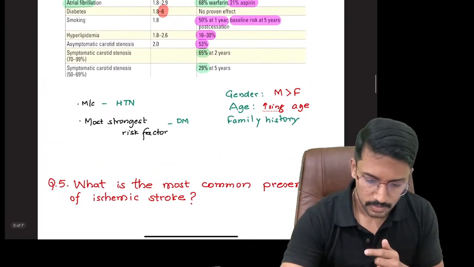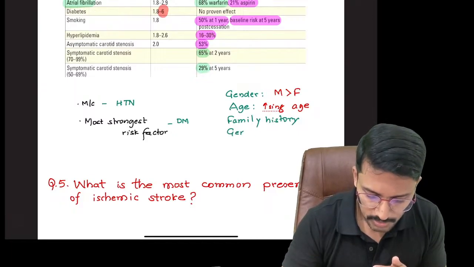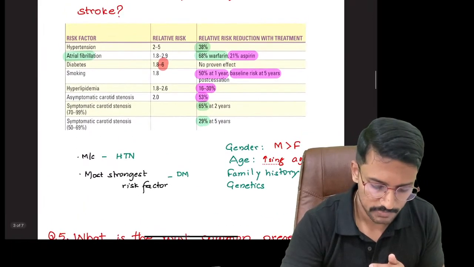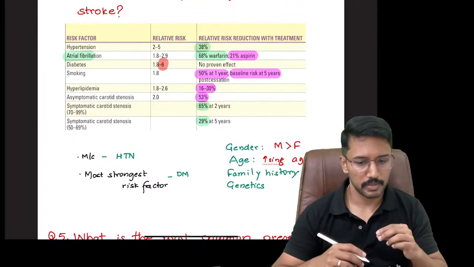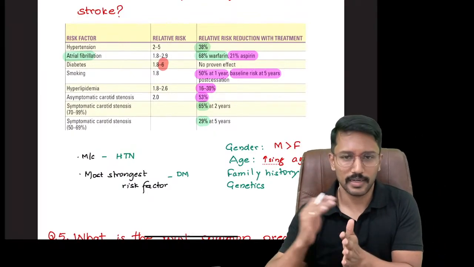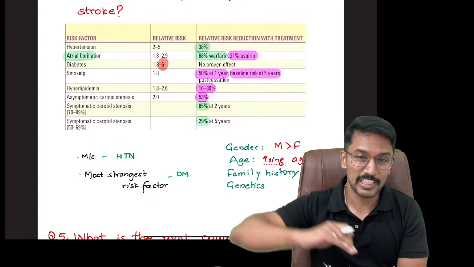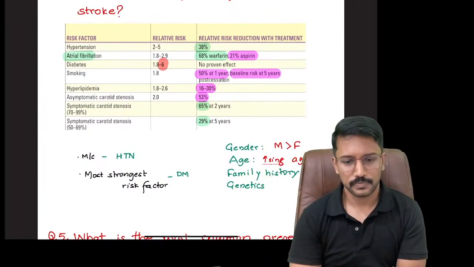Okay. So now you tell me, among all the listed ones, which are modifiable risk factors and which are non-modifiable risk factors. Hypertension, a modifiable risk factor or non-modifiable? Yes, Nilanjana, absolutely right. After 65, the risk exponentially increases.